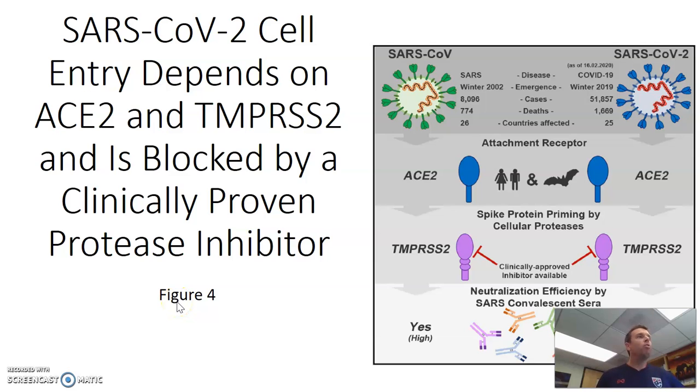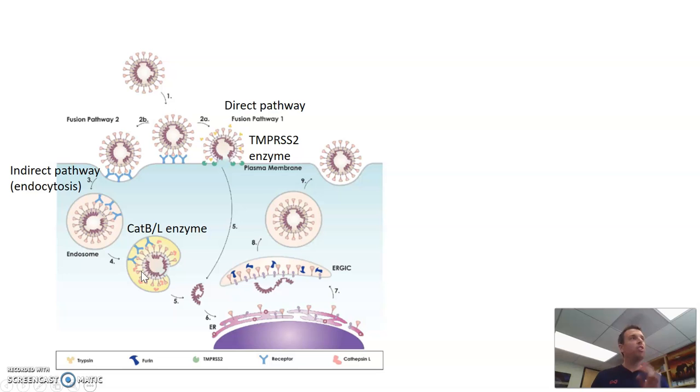Hi everyone, I'm going to go over figure 4 from our article about SARS-CoV-2 and basically how that is able to infect our cells. So first, I want to give just a little bit of background. When a virus is able to infect our cells, first it needs to bind, and that they already showed in this article to be important for ACE2. So ACE2 is the receptor.